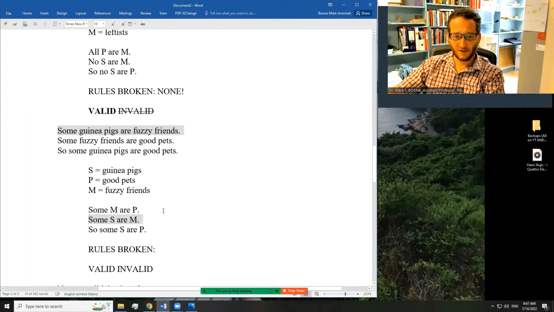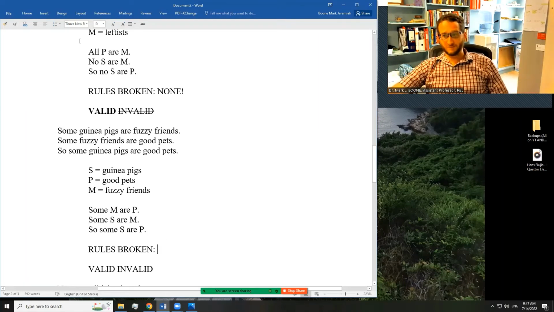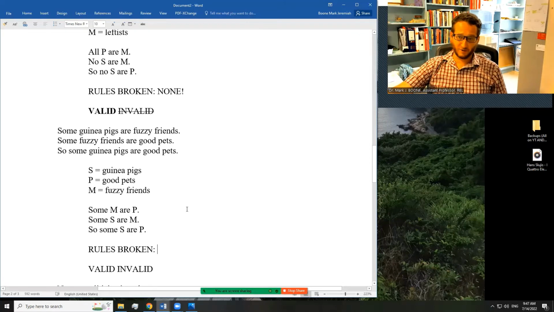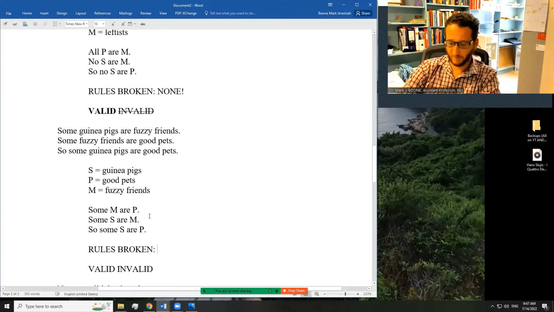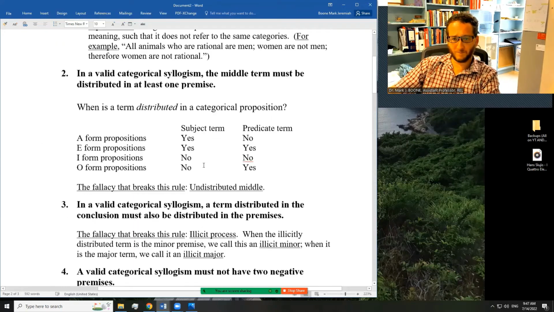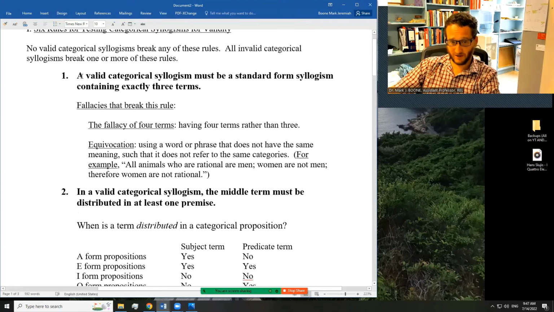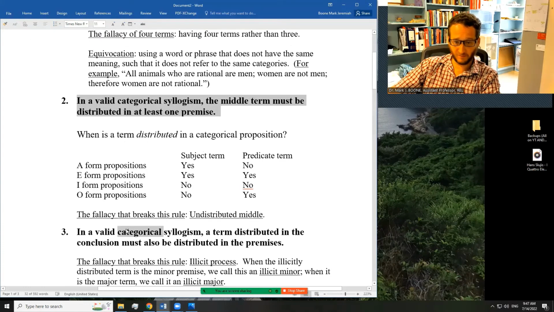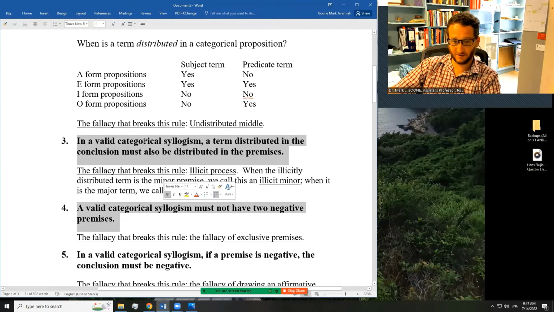No good, no problem. Now there's going to be a rule broken here. There's something wrong with this argument. Yes, I can see it already. The middle term is not distributed. So let's do this in a more orderly fashion now. Let me make it a little easier to do this without scrolling up and down so much.